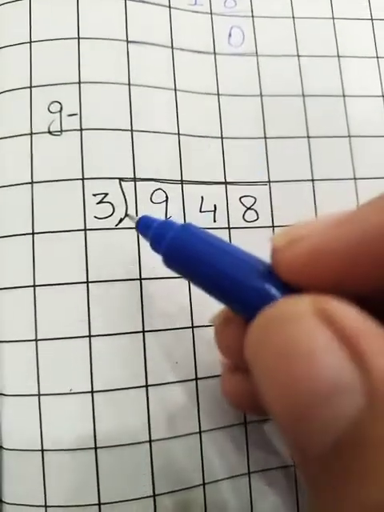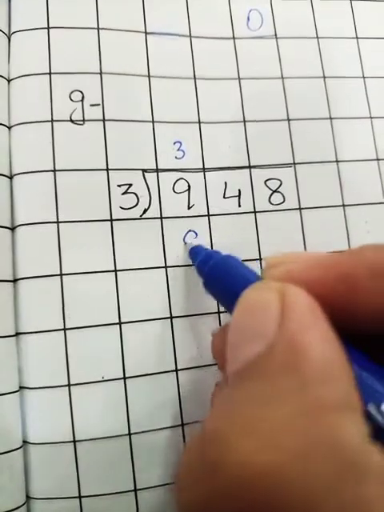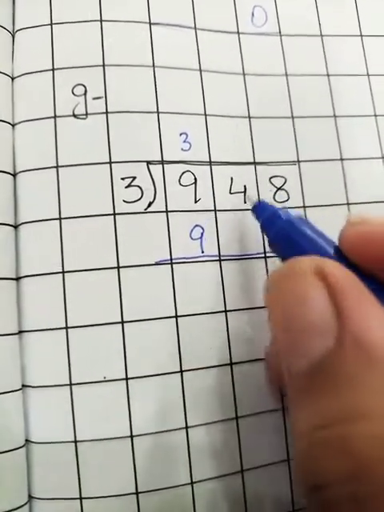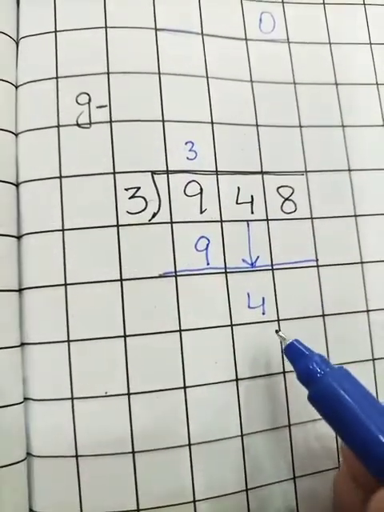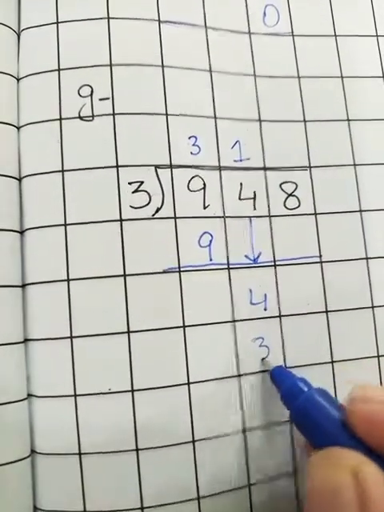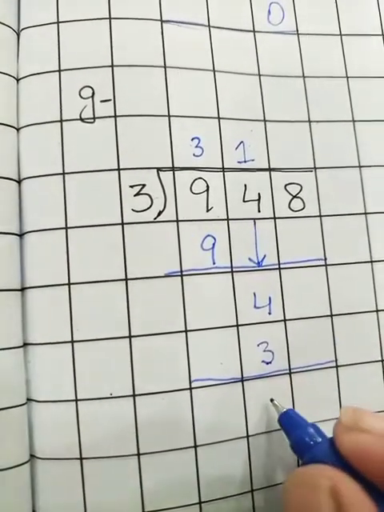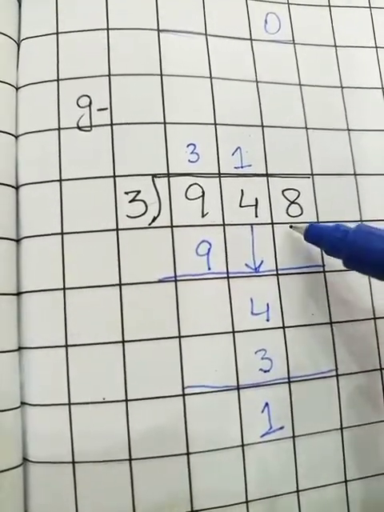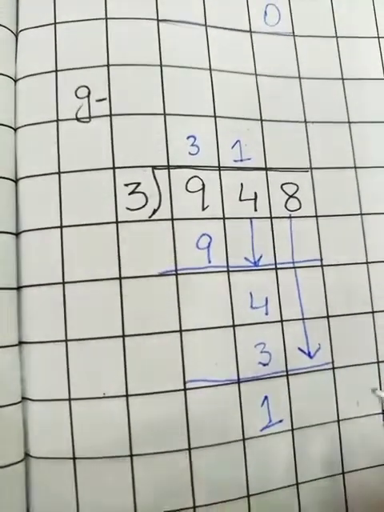So students, let's divide it. First digit is 9. So 3 3s are 9 and we are left with 0 here, and we are going to take this 4 down here. This 4 is greater than the 3, so we can write here 3 ones are 3. Left with the number 4 minus 3, it will become 1. So students, 1 is smaller than the number 3, that is our divisor. So we will have to bring this 8 down here.